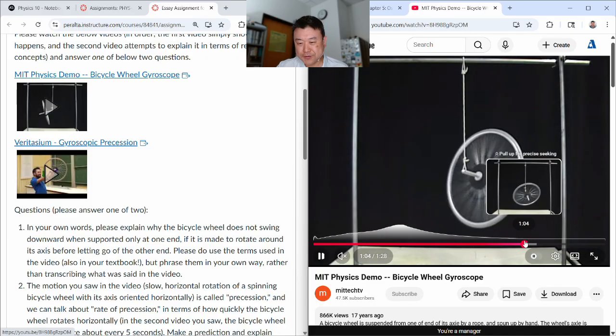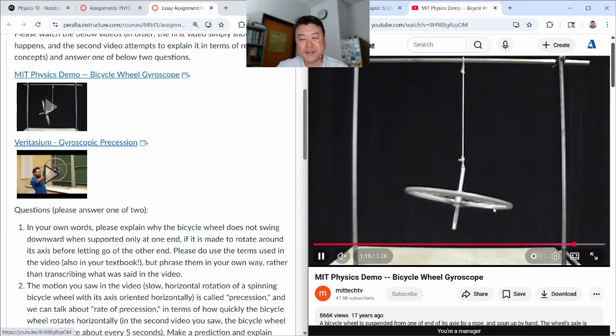Now in this demo, there's no real explanation other than as the wheel slows down, it kind of falls down into this position. You have that.